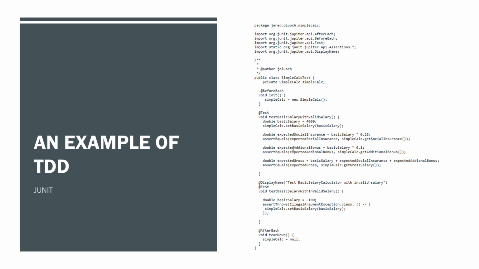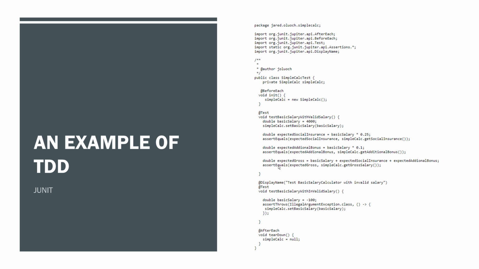Moving on, same with expected additional bonus. You'll have that basic salary that you already set up times 0.1, and you'll see if this variable is equal to the method that we set in the background, which, with this dot get additional bonus, should be returning us this expected additional bonus.